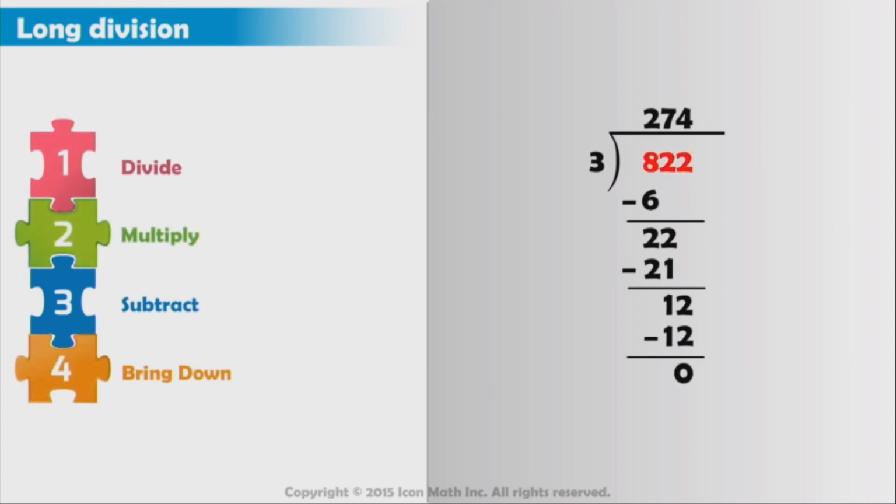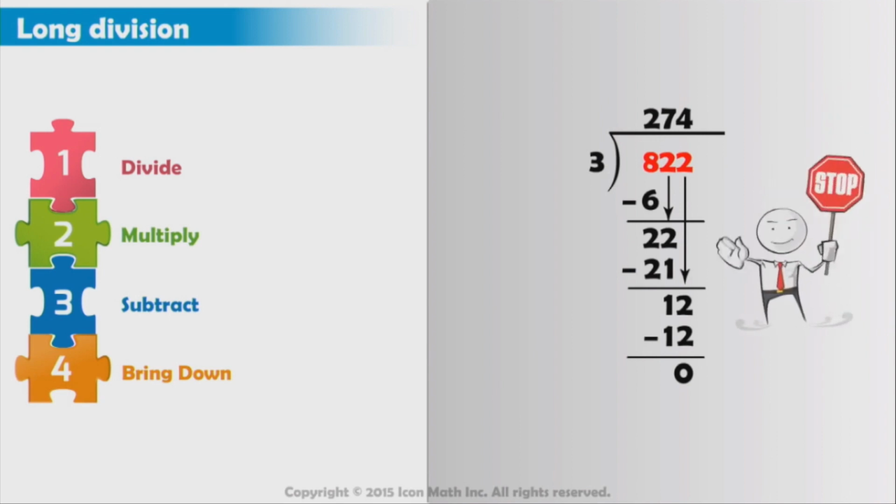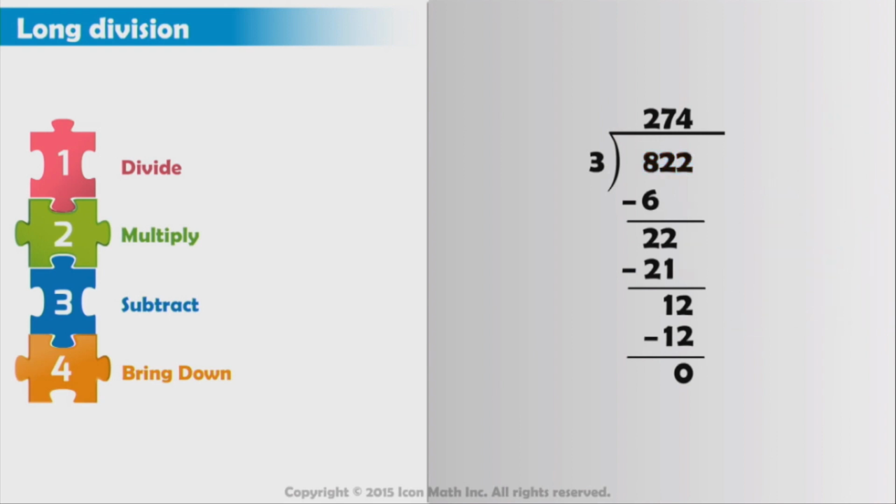Notice that we've used all of the digits from our dividend. Since we have no more digits to bring down, we stop. We have our answer. Notice that the result of the last subtraction we performed was 0. So we have no remainder. No remainders at 0. And our answer is in the quotient, which is 274.